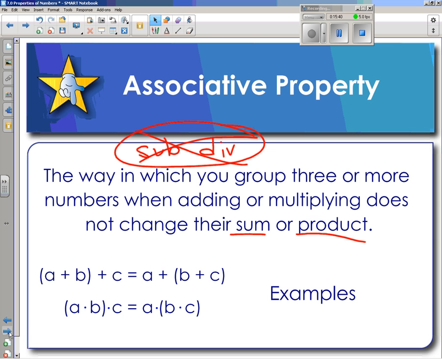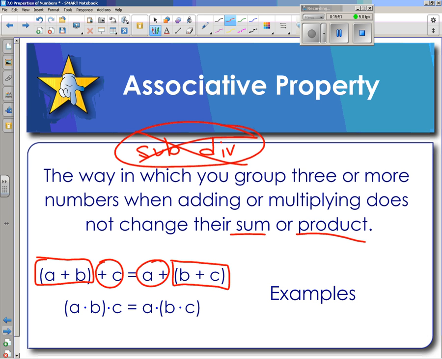In symbols, in this first example, we have A matched up with B, and then C is added on. In the second example, we have B matched up with C, and then A is hanging out here on the side. Remember I told you to use the word associate, which means somebody you hang out with, somebody you work with. In the left side here, A is hanging out with B. The associative property says it's perfectly fine to switch it and have B hang out with C instead of A.